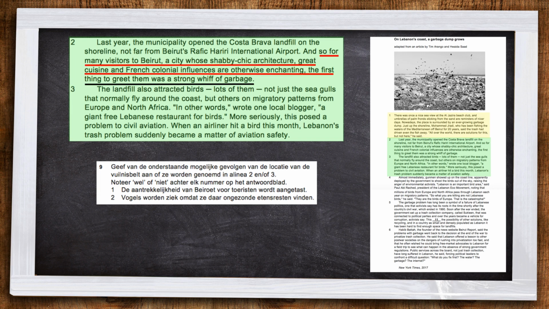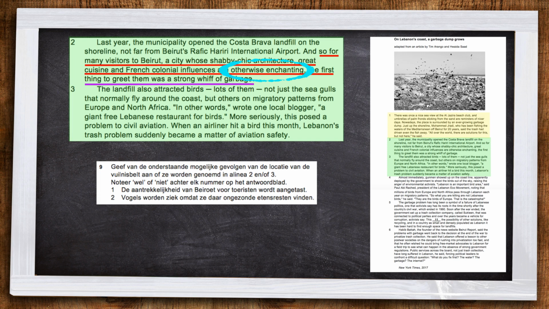The first bit of this line indicates that Beirut is appealing, whereas in the second part, it deals with the smell of the garbage, which is not appealing. Signaling words in this are otherwise enchanting. Otherwise indicates a contradiction. Therefore, the garbage and its smell influence the appeal of Beirut.